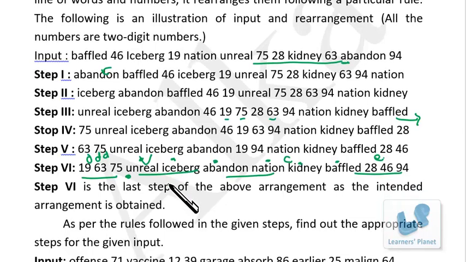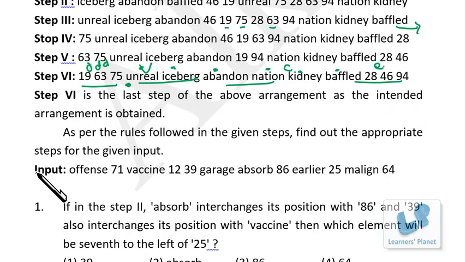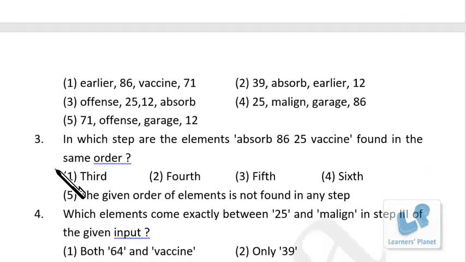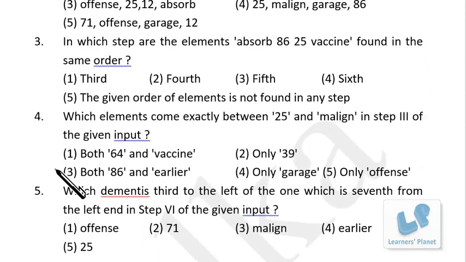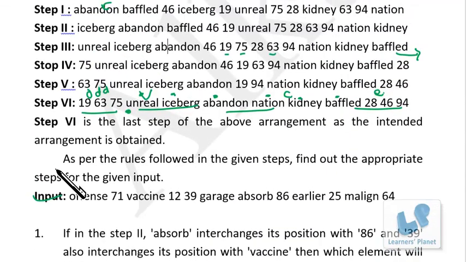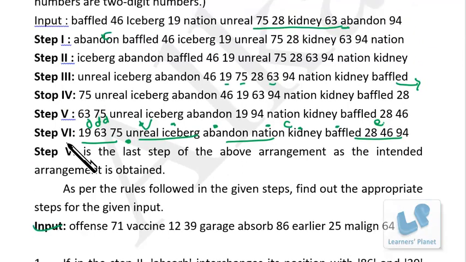Over here this input is given, and there are 5 questions. Once you write down all the steps carefully, you'll be able to answer all the 5 questions very easily. Even if it takes 4 to 5 minutes of yours, it is worth doing, right? Because it's actually very simple and you'll be getting all the answers correct. Worth doing.